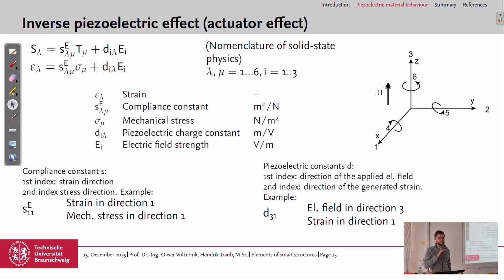But you won't need it for the exam. So we really focus from now on the D33 and D31 effect for the transducers.